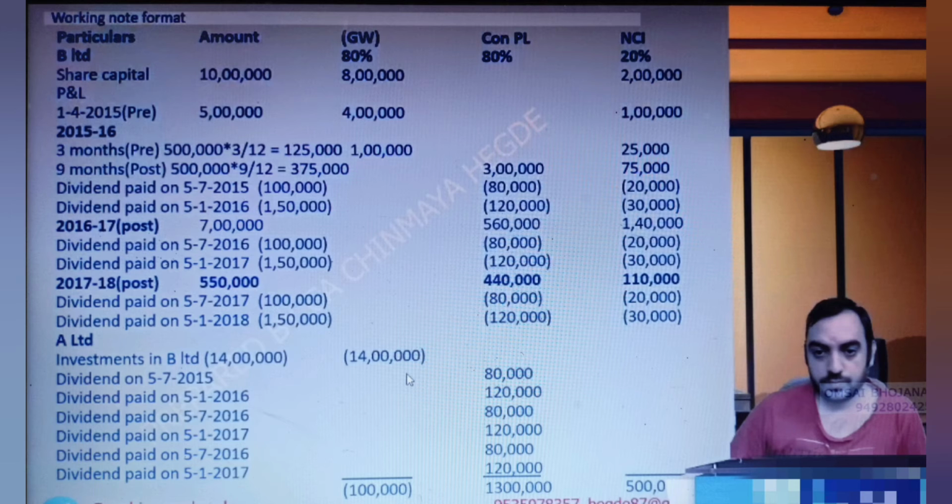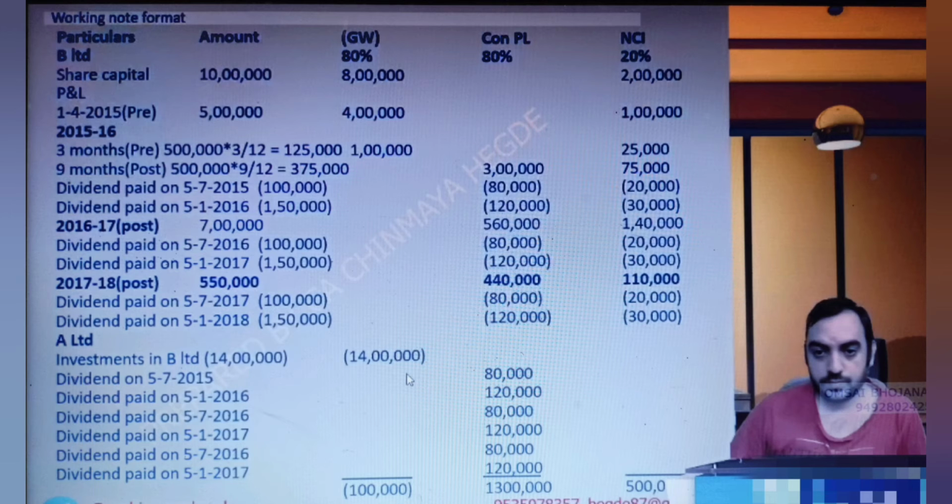Profit for the year 15-16. What is the profit amount? 5 lakh. But now this opening balance, we know it is pre-acquisition profits because it is opening balance. Acquisition took place on 1st of July.